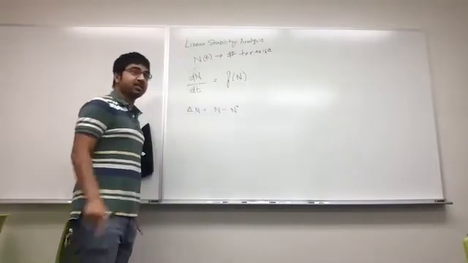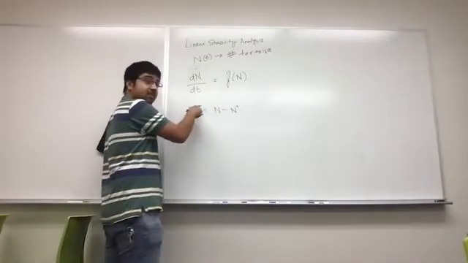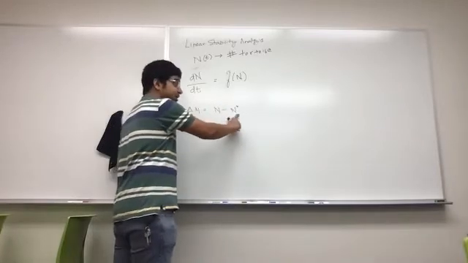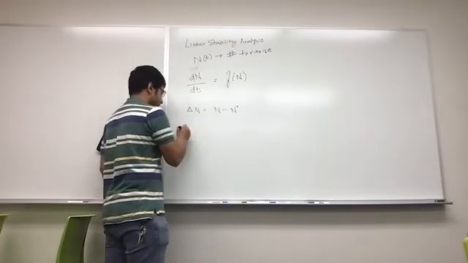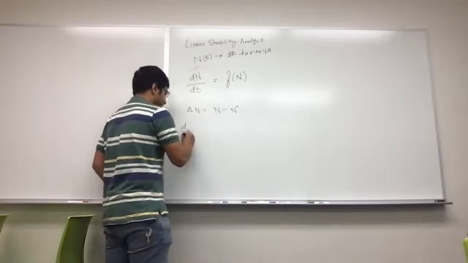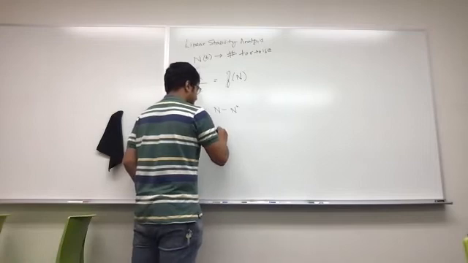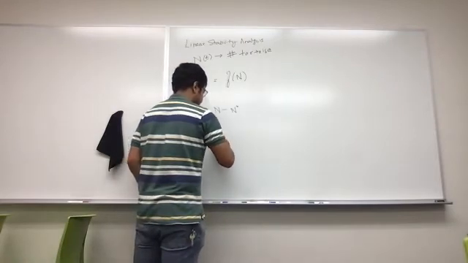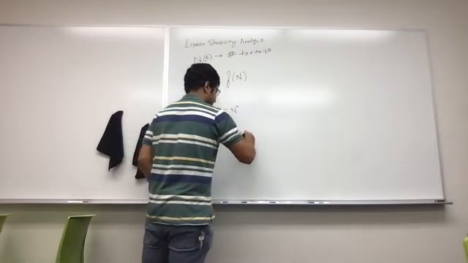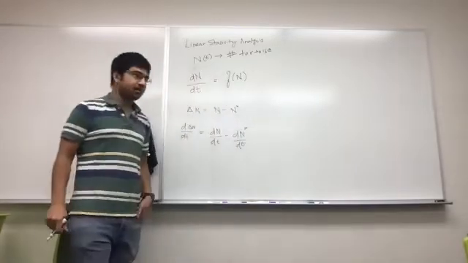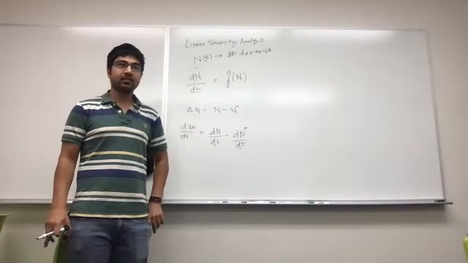I differentiate both sides. This is a variable that depends on time, and this is also a variable that depends on time. But this is a constant. So let's say d by dt of delta n equals dn by dt minus dn star by dt. What is dn star by dt? Why?